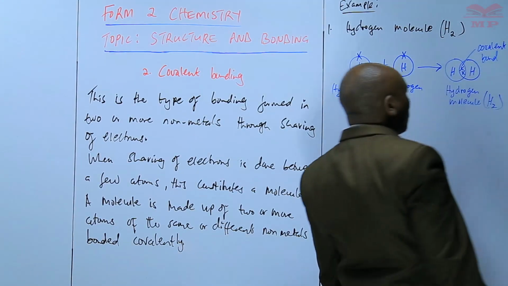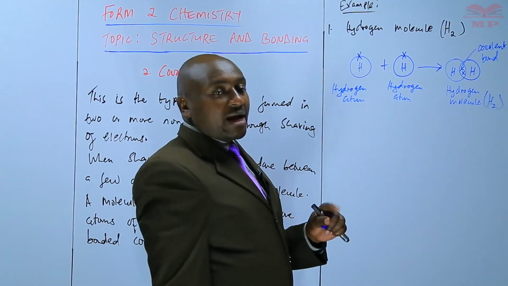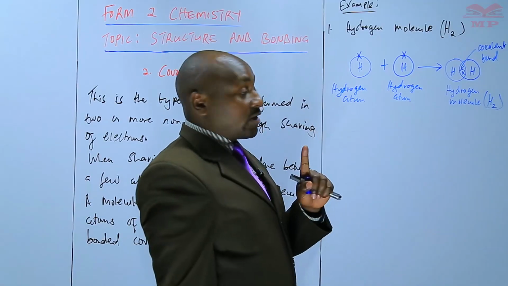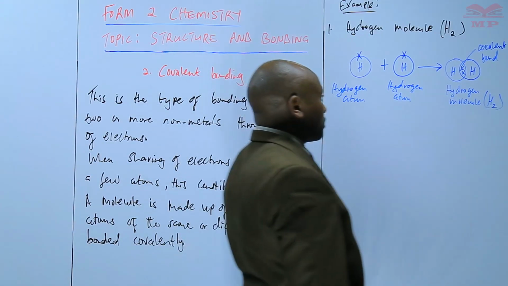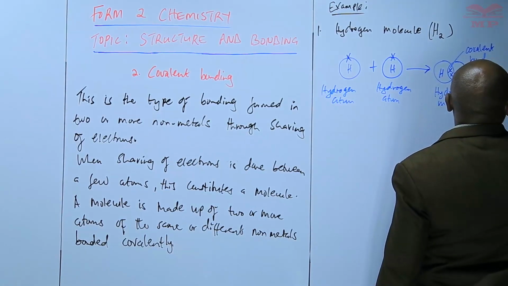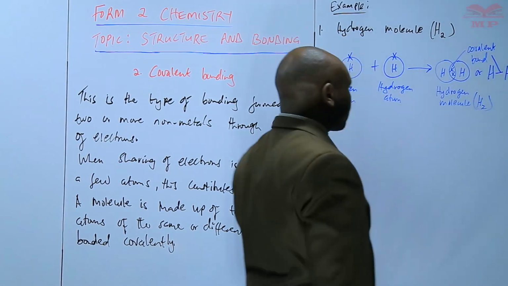The covalent bond is where there is a shared pair of electrons. Where there is a shared pair of electrons, there is a covalent bond. And this one can also be represented as H, covalent bond H. So that's a covalent bond.